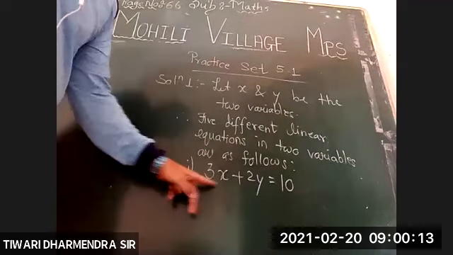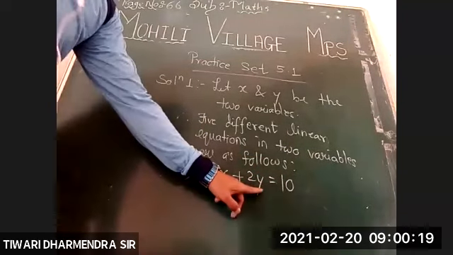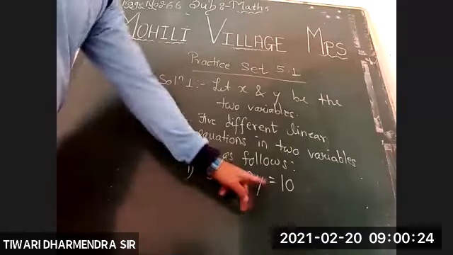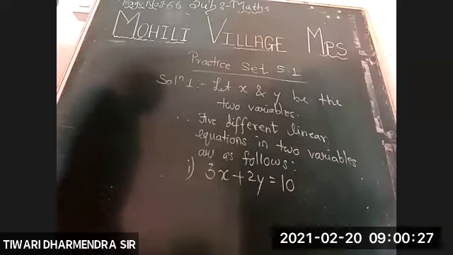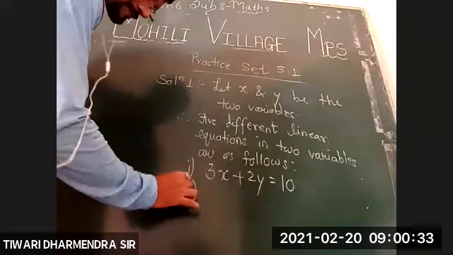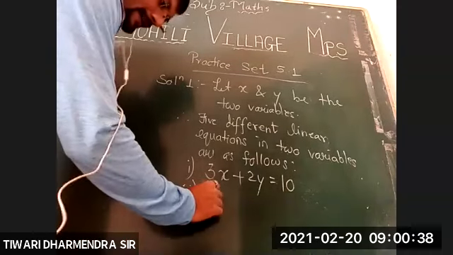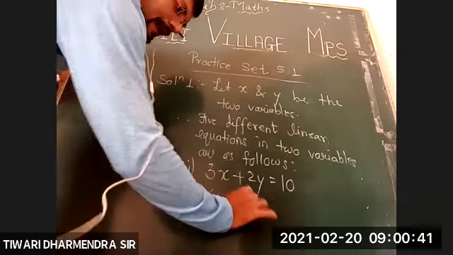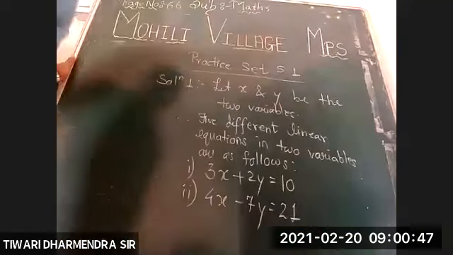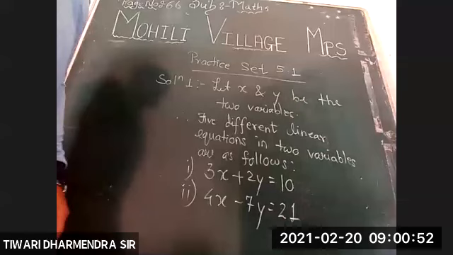First equation, why is it linear? Because degree of x is 1, degree of y is also 1, and why is it in 2 variables? Because I'm having only 2 unknowns, x and y. So hence it is in 2 variables also, and it is linear as well. Second, you predict what you can write. You can write 4x minus 7y is equal to say 21. This is my second system of linear equation in two variable.